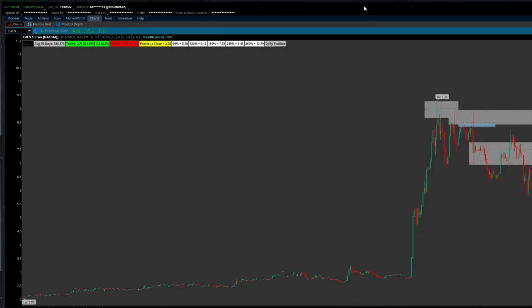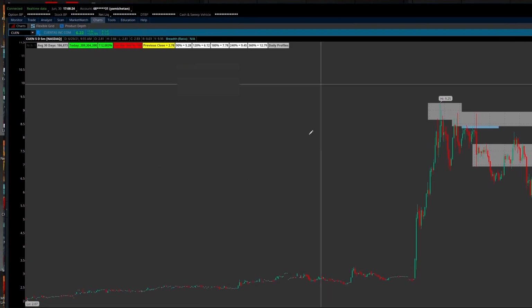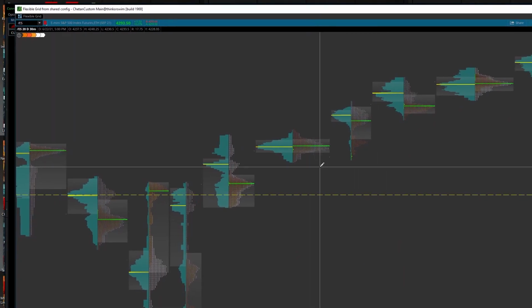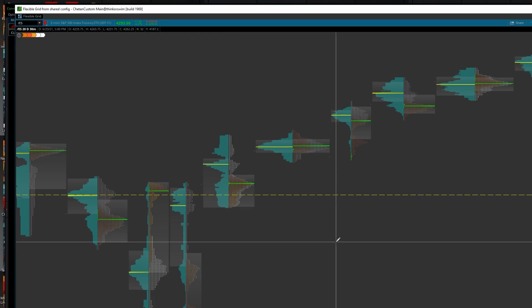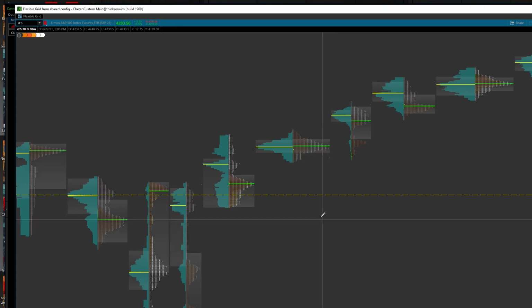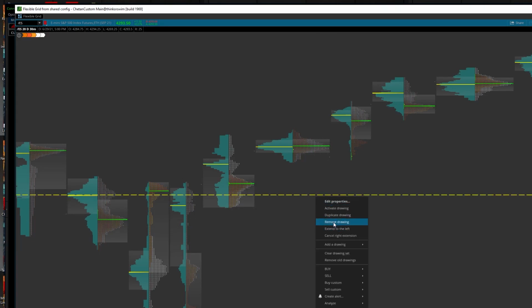Okay, so now what I want to do is show you guys some of the other stuff I use. This is market profile, volume profile. It's just a cool way of looking at time and volume in a market in a more distribution. So right now I have the SP 500.